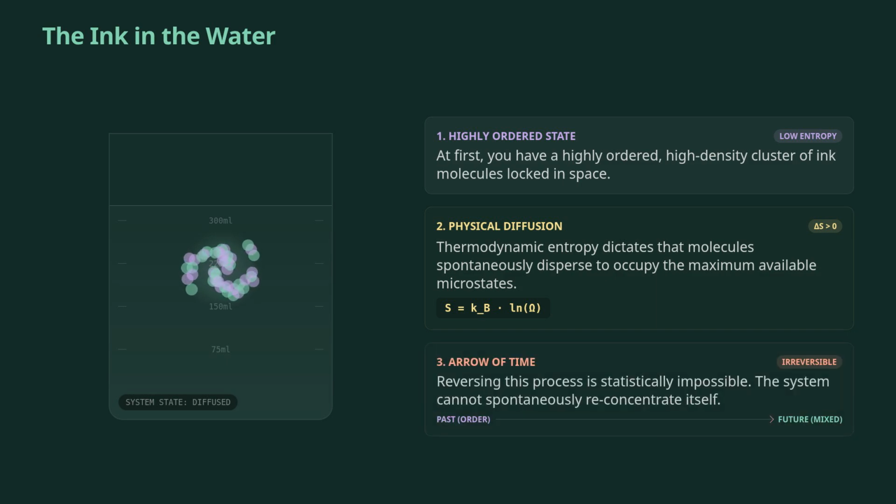Now imagine trying to reverse this process, to watch a cloudy glass of blue water spontaneously assemble itself back into a perfect, suspended droplet. In physics, this violates the second law of thermodynamics, but in the realm of computer science, reversing this exact thermodynamic dissipation is the key to creating mind-blowing, generative artificial intelligence.